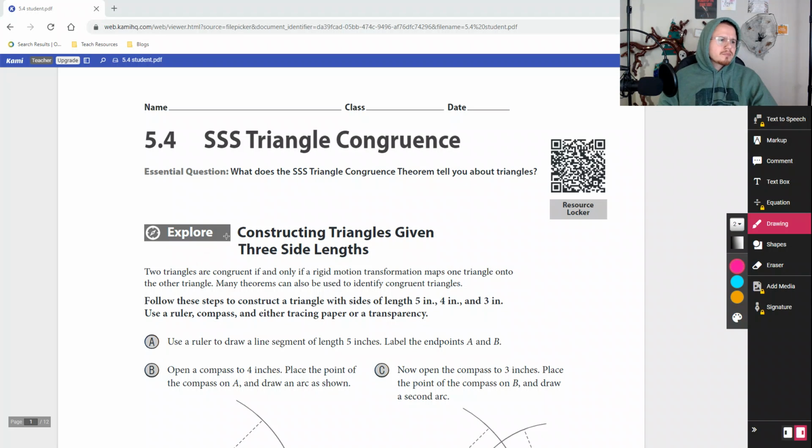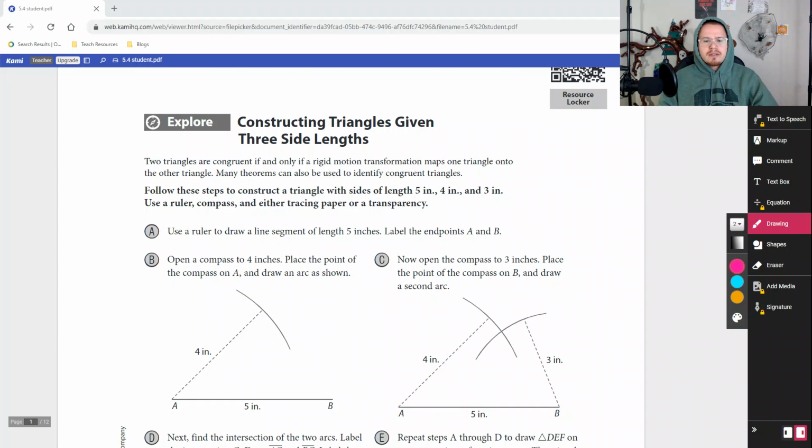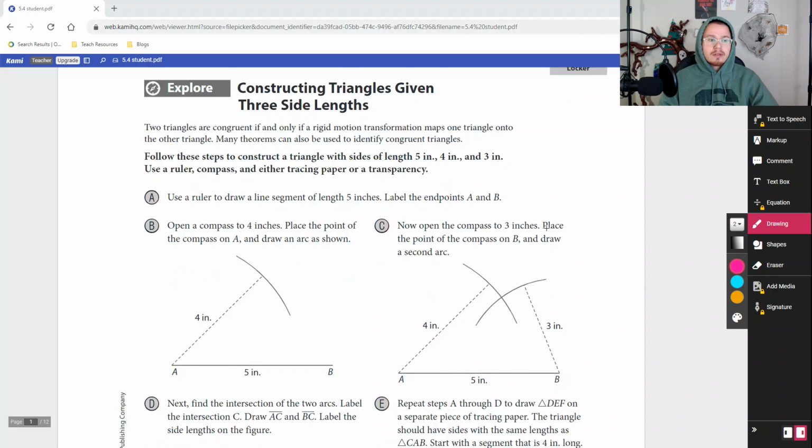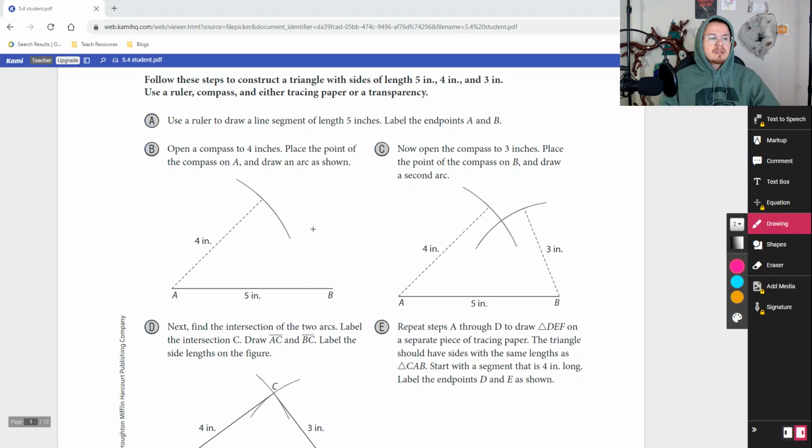So, side, side, side, triangle congruence, what does it tell you? That's the essential question. Basically, if three sides of one triangle are congruent to the three sides of another triangle, you can conclude that triangles are congruent. It's pretty simple.